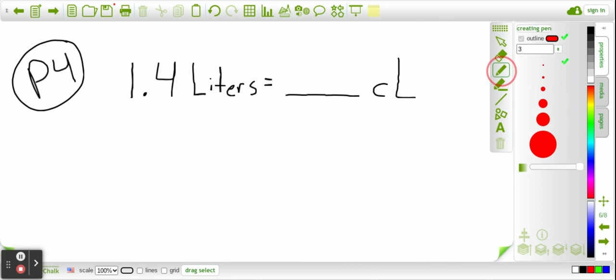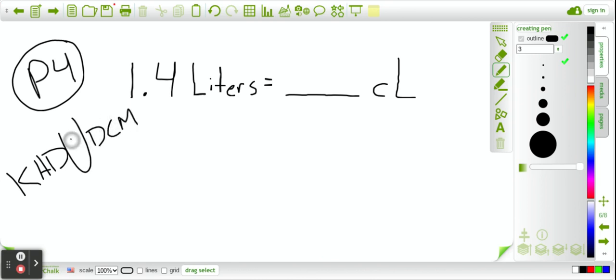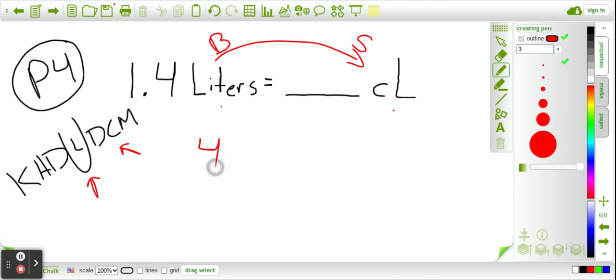Pause the video and try this one. King Henry danced unusually, drinking chocolate milk. Liters. All right. So, going from here to there. So, a liter and a centiliter. Well, liters right there, centiliters right there. So, my liter is going to be big. My centiliter is small. And that means I'm going to multiply.